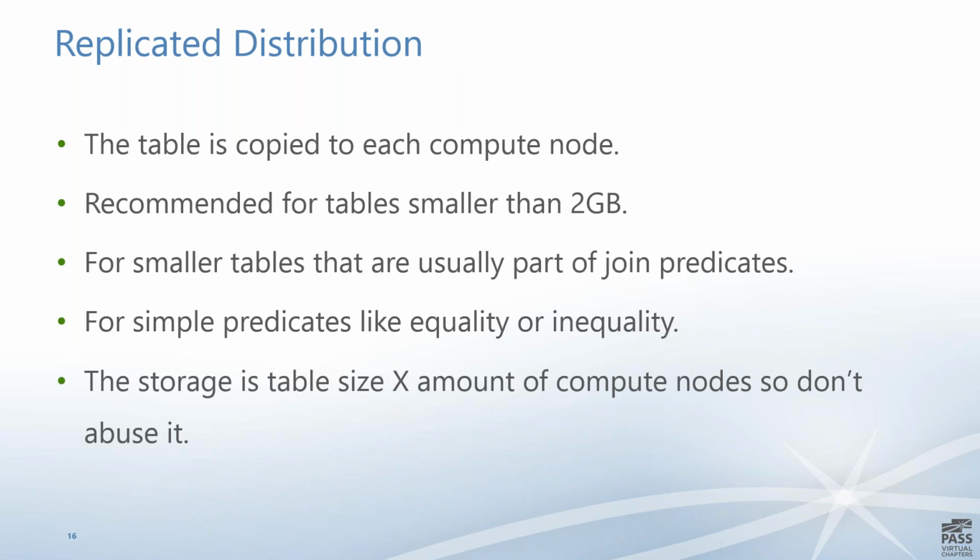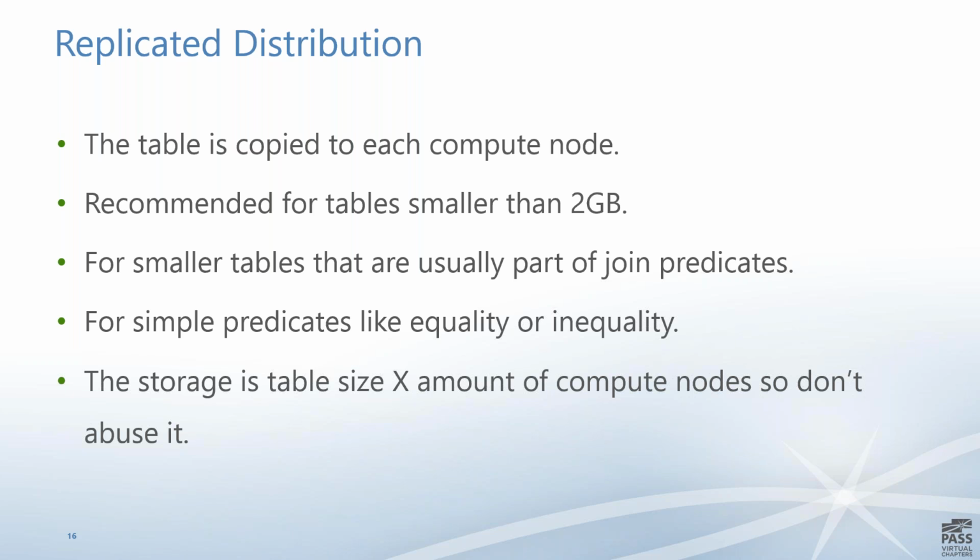Finally, the easiest one to understand is just replicated distribution, that basically just takes the table and puts it on each node. The recommendation is to leave that for tables that are smaller than 2 gigabytes. A perfect example is a date dimension. Date dimensions are usually not massive, and they're usually very commonly used as predicates, so they're a good candidate because then we can put them on each compute node, right?